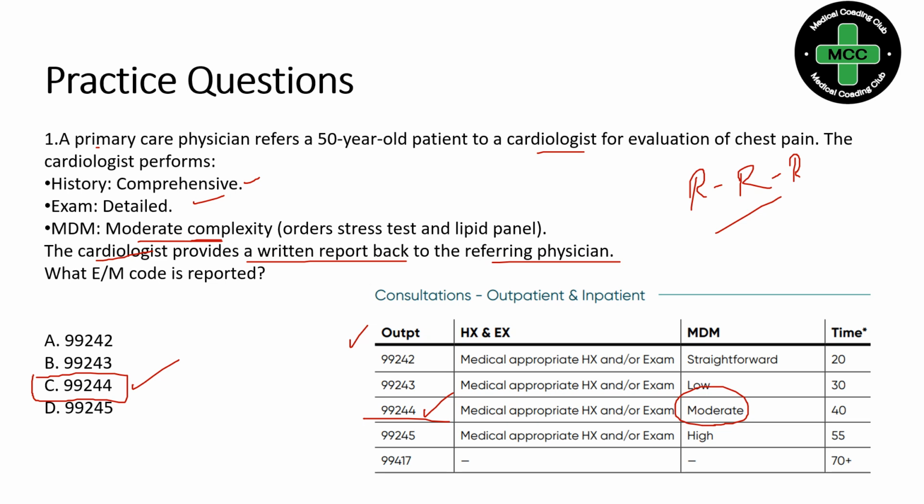So easy. All you have to check first is who initiated the request, and check whether the consultant or other doctor accepted the request or not. And if he accepted the request, what kind of service he has given, and whether the consultant has given the report back or not. So these things we need to check, and we can code easily.